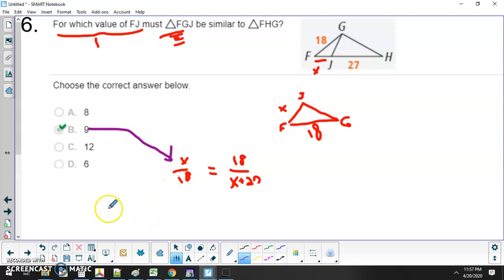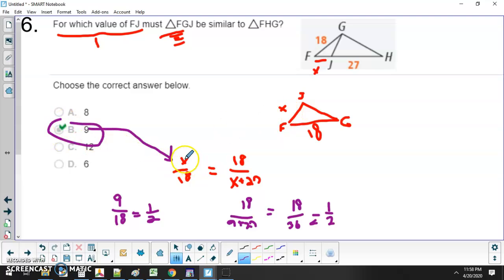So we're going to put in 9 here. So notice we have 9 to 18, okay? Now you always want to reduce those ratios if you're comparing. So 9 to 18 is 1/2. And over here on this other one, we have 18, and then 9 plus 27. 9 plus 27 is 36. So we have 18 over 36. And guess what? That's equal to 1/2. So yes, these triangles are proportional when FJ is 9.